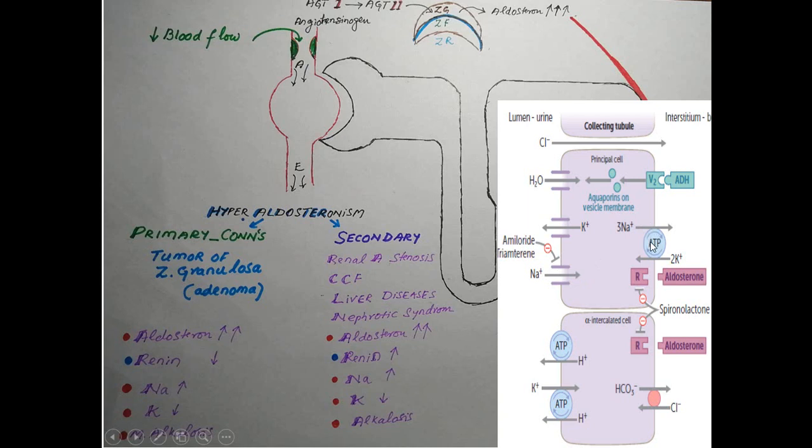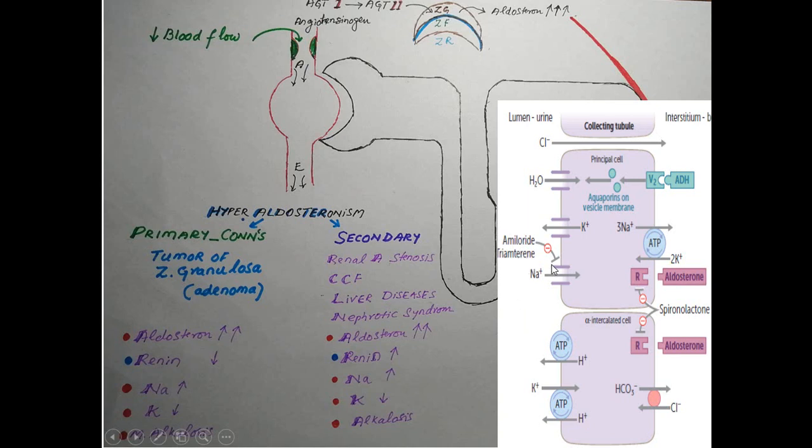The pump will become lazy. It will not be speedy. That's why the sodium cannot be reabsorbed from this side, and this sodium will be drained out from the body through the urine along with the water. And we have another diuretic, which is known as amiloride. It is also called triamterene.